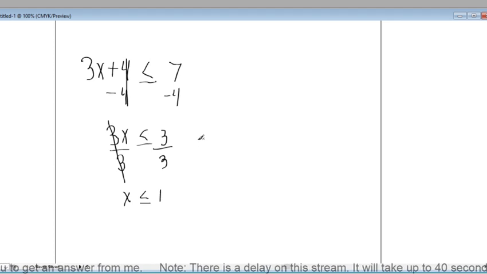Makes sense. Let's put in something smaller than 1. I don't know, 1/3. So put 1/3 in there. 1/3 times 3 is 1. 1 plus 4 is 5. 5 is indeed less than or equal to 7.